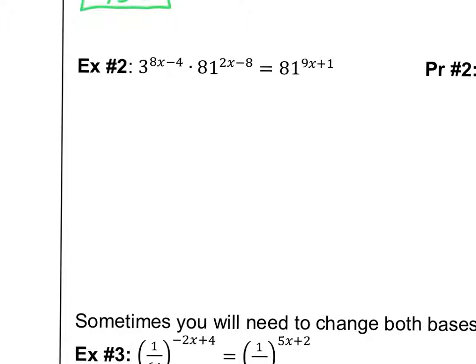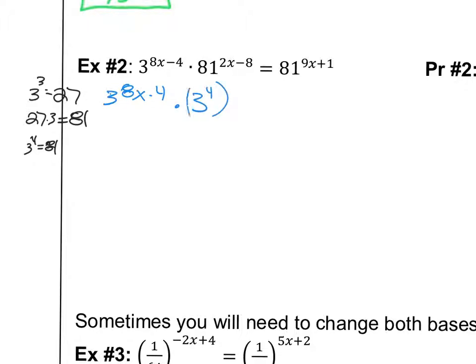But I know from before, from our previous problem, that 3 to the 3rd equals 27, and then 27 times 3 equals 81, which means 3 to the 4th equals 81. So we have 2 81s, right? We have an 81 here, and we have an 81 here. So I could rewrite both of those as 3 to the 4th to the 8x minus 4 times 3 to the 4th to the 2x minus 8 equals 3 to the 4th to the 9x plus 1.